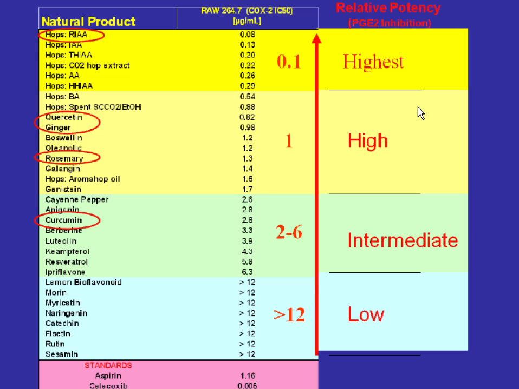Here you can see a list of the various natural molecules which have been graded for their relative potency in inhibiting prostaglandin E2. Some of the more potent inhibitors of inflammation are hops-derived RHO iso-alpha acids and tetra iso-alpha acids, and you can see some of the other natural compounds that also have anti-inflammatory effects in the body.